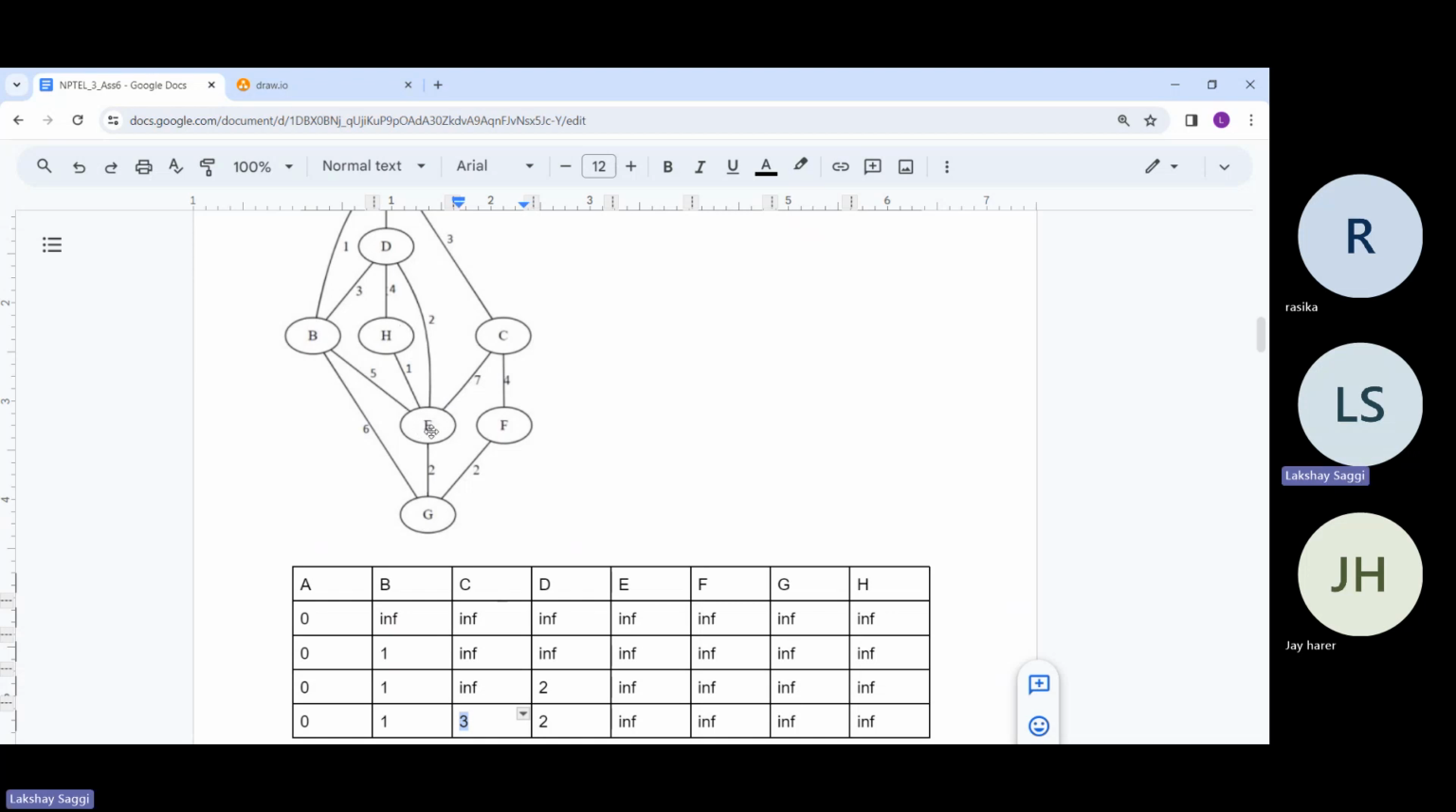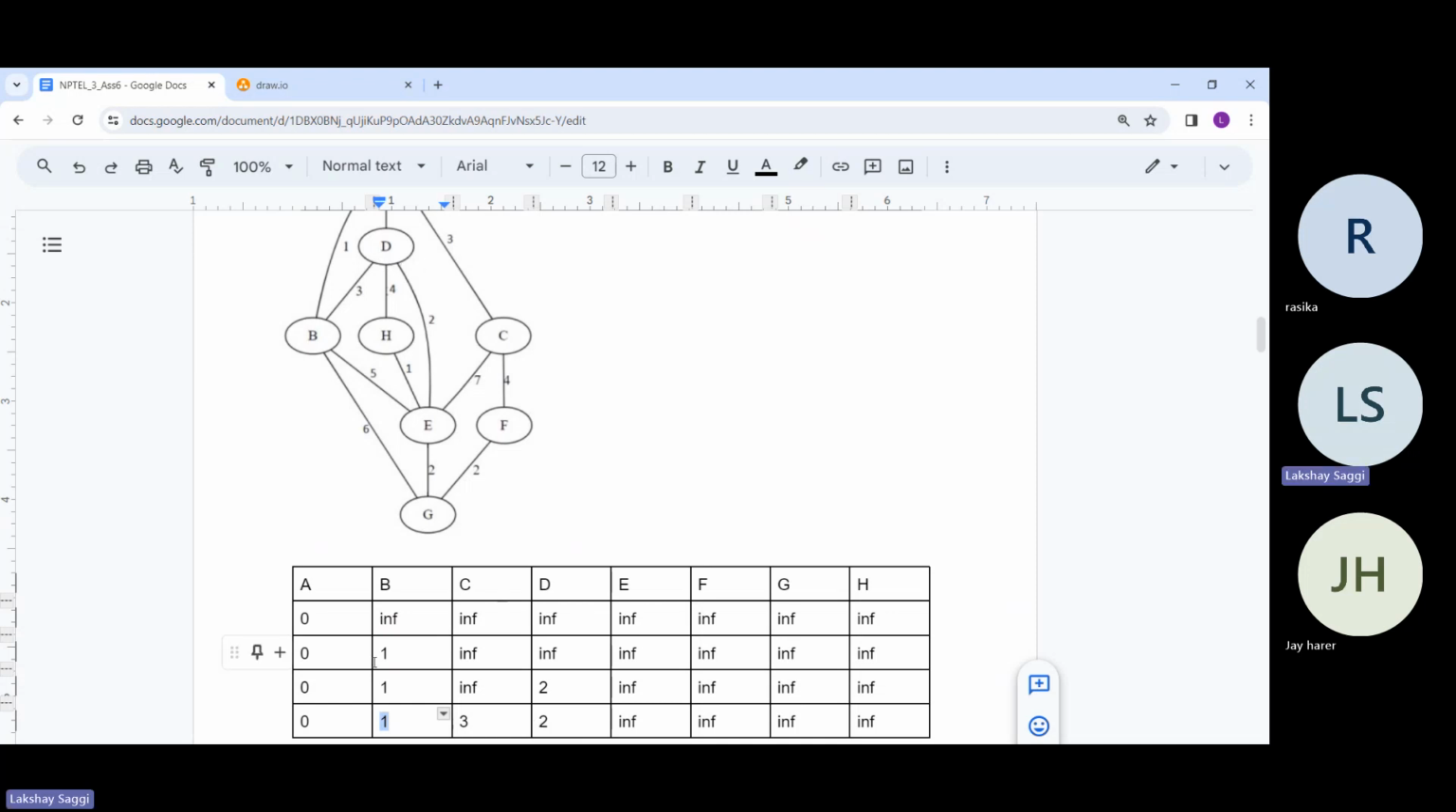So we can see that if we take the path from B to E, the edge has a weight of 5, whereas B itself was a distance of 1 away. So that's why 1 plus 5 will give 6. So E will have a path of length 6 via B. But we also have this vertex D. So maybe this D will give us a shorter path.